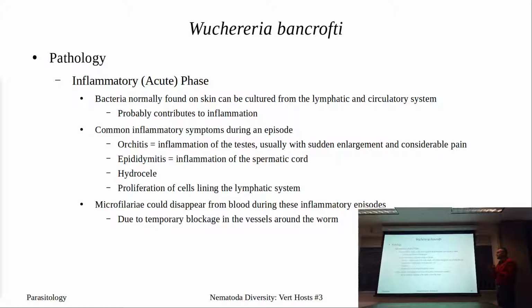When you have these inflammatory episodes, microfilaria could disappear, so you no longer find them. And it's thought that you're getting this blockage around the worm, and it's going to be harder for the microfilaria to get out and enter the blood. So this is all part of that acute phase. And I'm just presenting these terms. I'm not going to ask these terms, but the description of what some of the inflammatory symptoms may be, that could be useful.